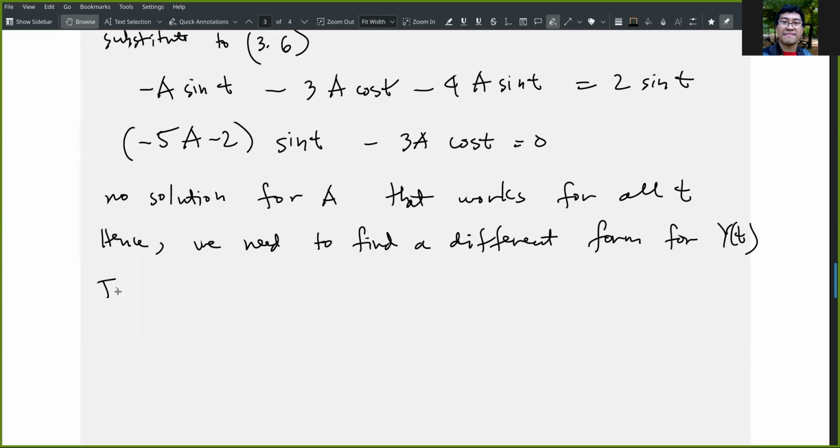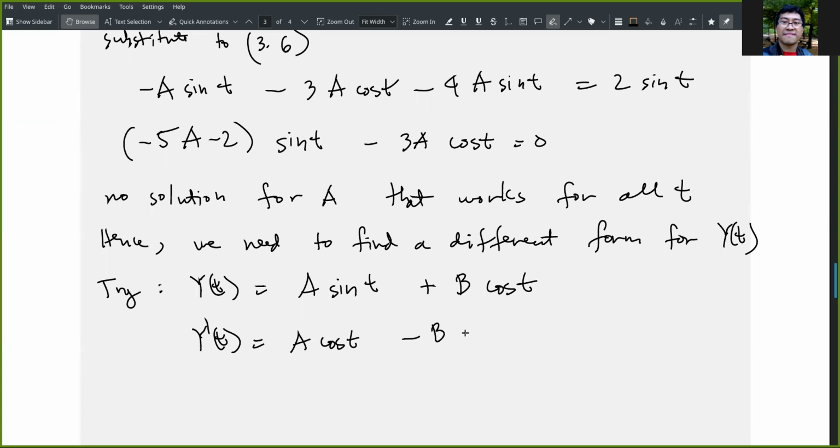Let us try y equals a sine of t, but aside from that, let's add b cosine t, and we'll solve for a and b. If you take the first derivative, that would be a cosine t minus b sine of t. Second derivative, that's minus a sine t minus b cosine of t.